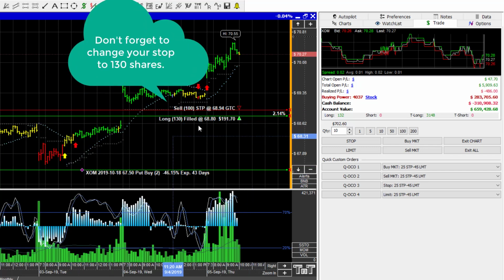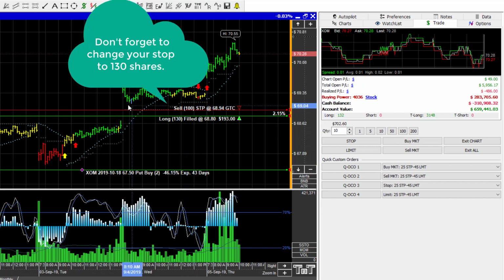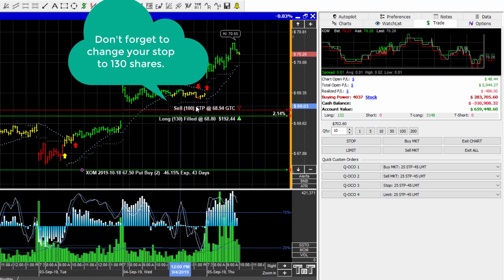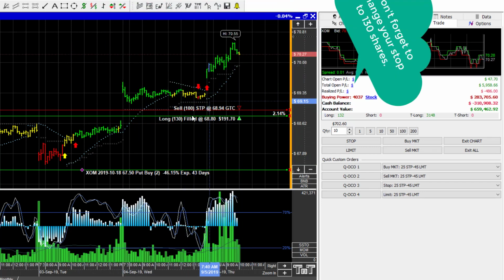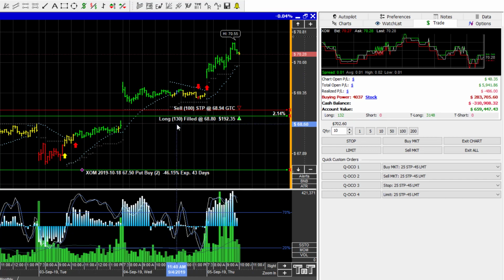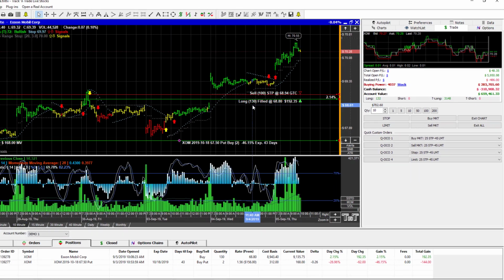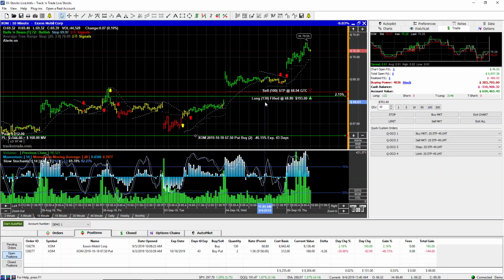I still have my puts. I have my protective stop above at the location I wanted it, behind the area of support, and I can let that market run. And now I don't only have 100 shares, I now have 130 shares. Okay, now that's dollar cost average trading.